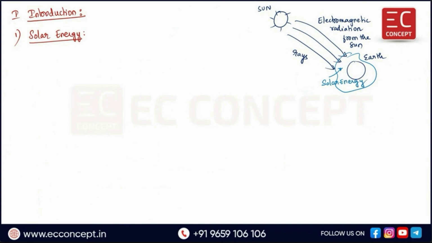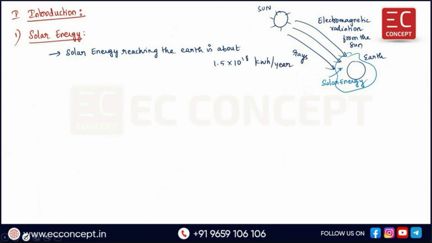Now, how much of this solar energy is reaching the Earth? The solar energy reaching the Earth is about 1.5 into 10 power 18 kilowatt hour per year. This is very important data: how much energy per year we are getting from the Sun. So, 1.5 into 10 power 18.